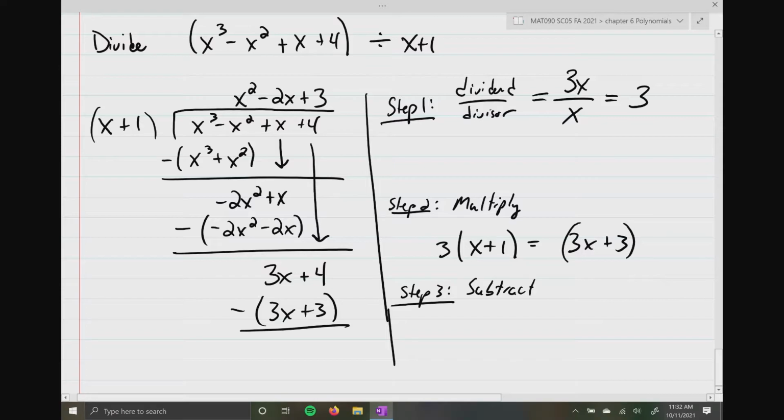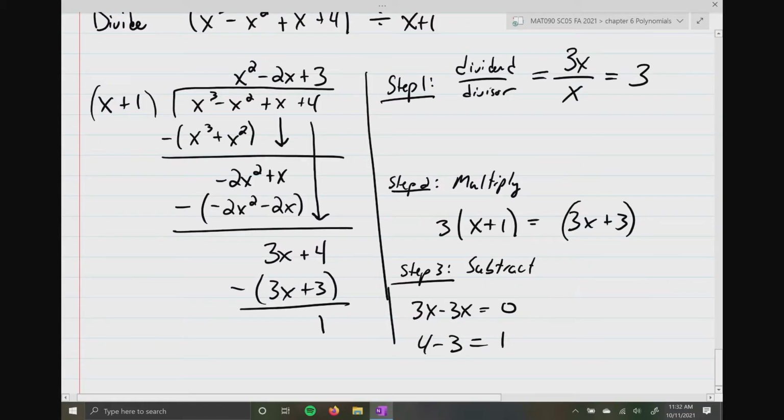And the last move is I just subtract. 3x minus 3x is 0, and 4 minus 3 is 1. And this is the first time we get a remainder. So the only thing we got to do is learn how to write the answer. And here's how you write the answer.